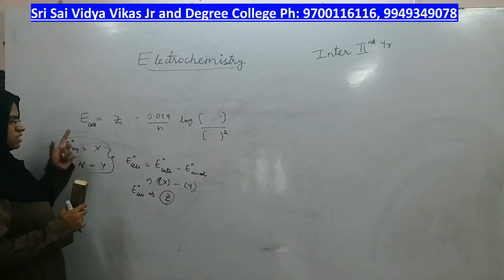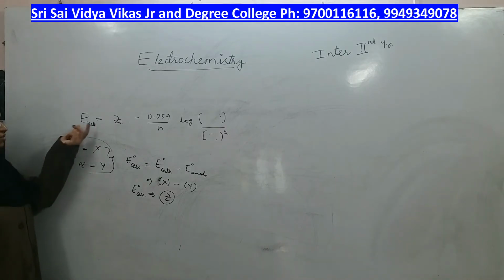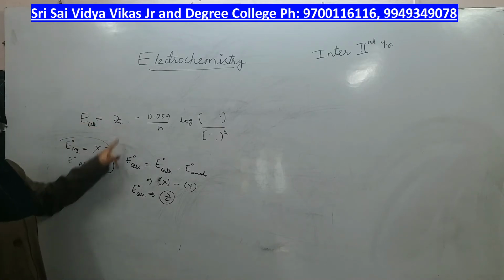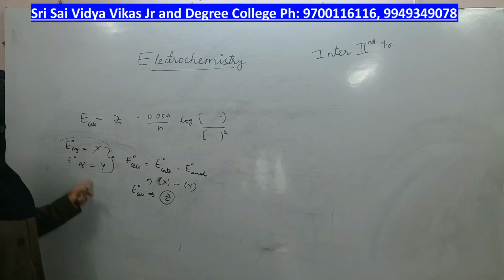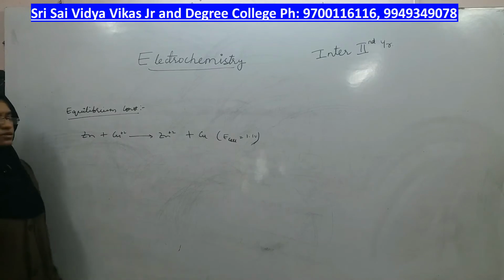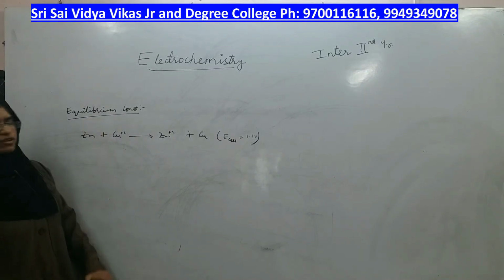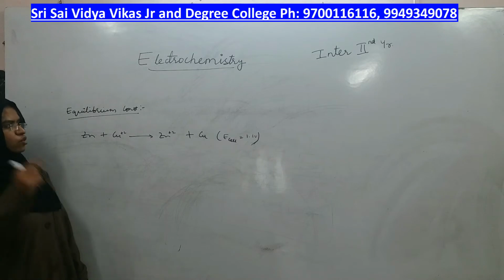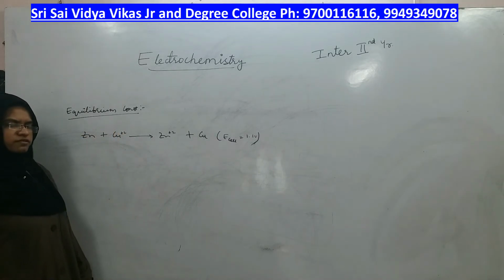So now this is another way of asking you to determine cell potential, by not giving standard cell potential, instead giving standard electrode potentials of two electrodes, okay? Now let us go to the next topic. The next topic for us is equilibrium constant, which is not much important to calculate all the formulas, but you may have a problem only on equilibrium constant, which is very easy.